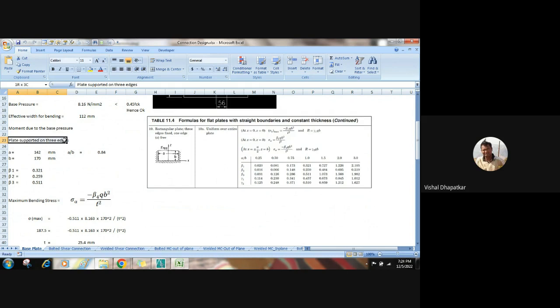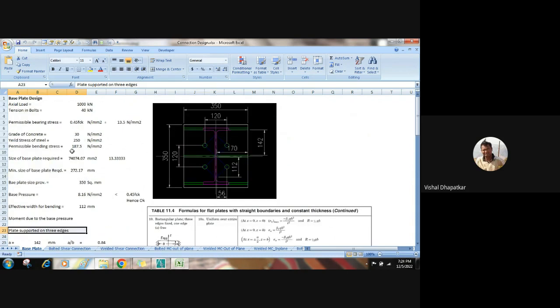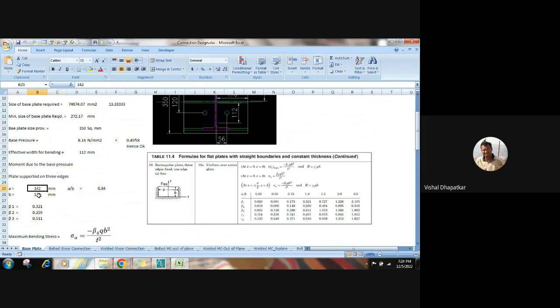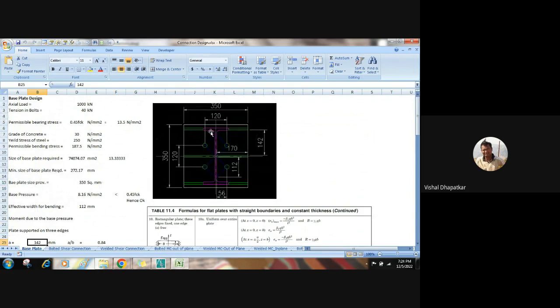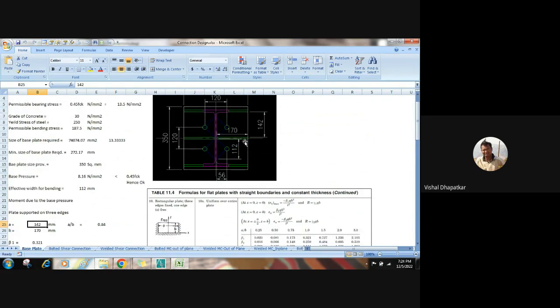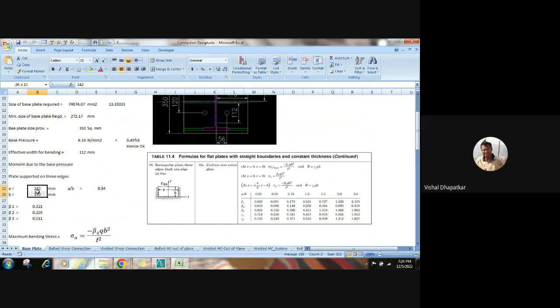So in our case, we are considering the plate supported on three edges: one, two, three. For that, A and B, where A is this free side and B is the distance of the free edge from the support. So you have to draw the actual connection detail so that you can get these distances. Okay, so from this we got A and B.